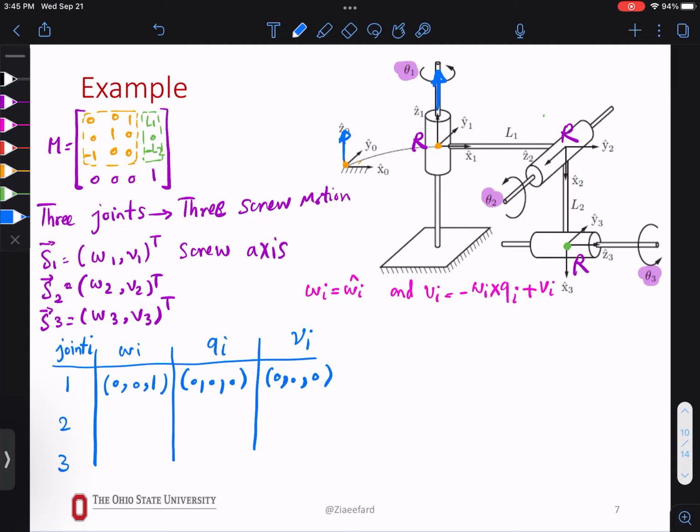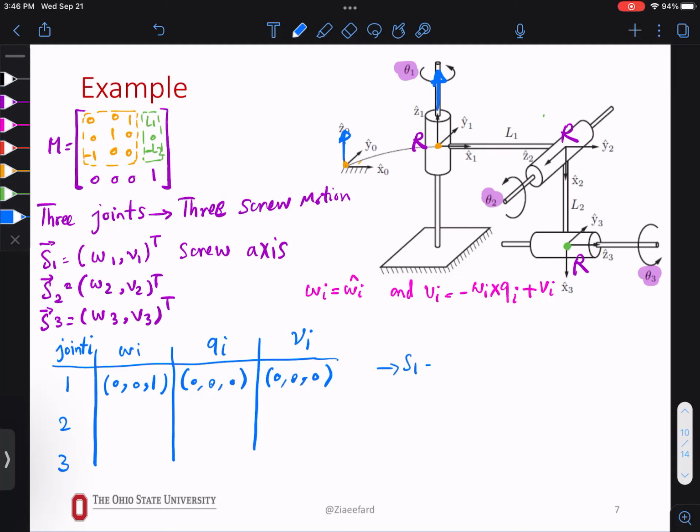My commas and my ones look the same. I don't know what to do. I'll do my best to write my zeros larger so you know what's going on.